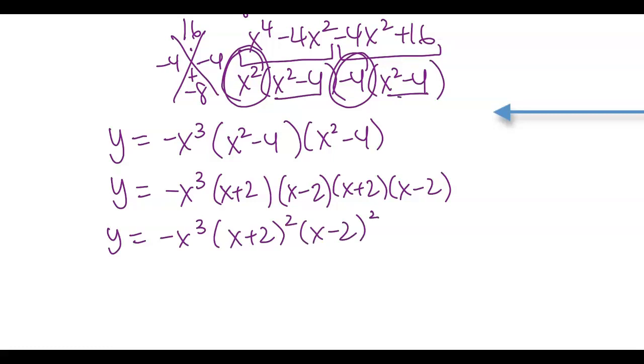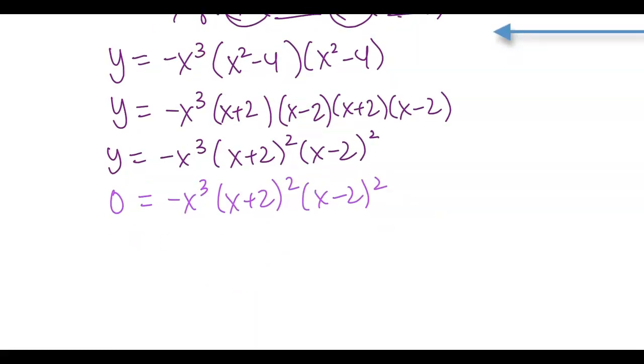That's the only reason why I would suggest you guys rewrite them, because I know that some of y'all are going to forget to put those squares, which means you're going to forget, like Jorge said, that they're going to have a multiplicity of 2. All I need to do from here is set them equal to 0 and solve. So 0 is going to equal negative x cubed, x plus 2 squared, x minus 2 squared.